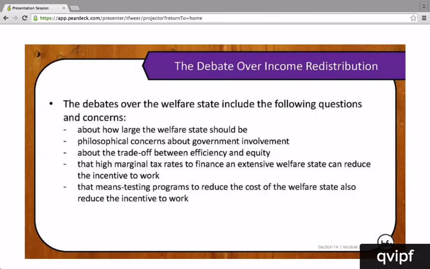The second argument against it is that higher tax rates to fund more welfare programs may cost the nation in terms of efficiency. In other words, more equity comes at a cost of less efficiency.